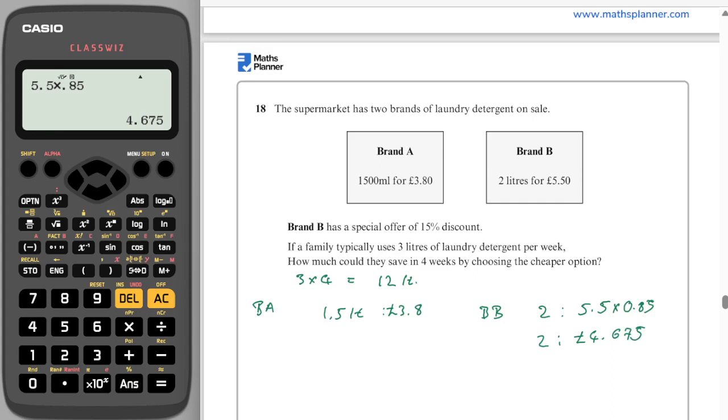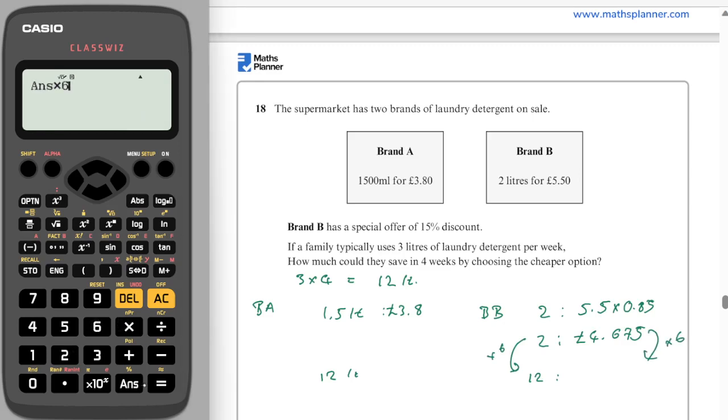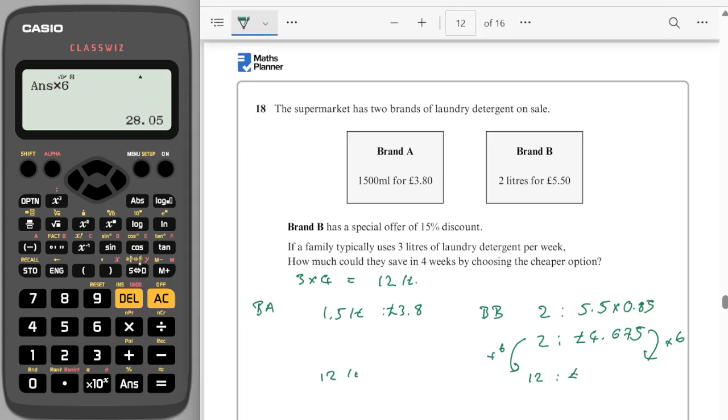Okay, so I want to work out the price of 12 litres. So if I wanted to get from there to 12 litres, let's do this one first of all. I want 12 litres of them both. This one is times it by 6, which just means I don't have to retype that number into my calculator. So if I times that by 6, I'm going to get the price for 4 weeks, which is going to be £28.05 for brand B.